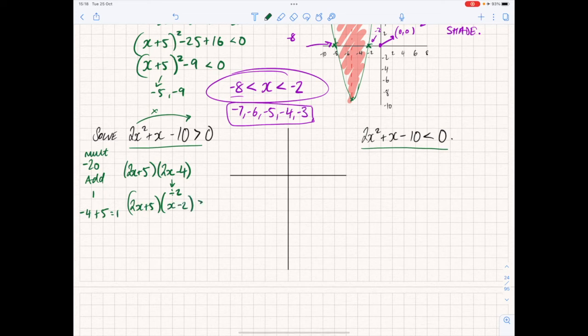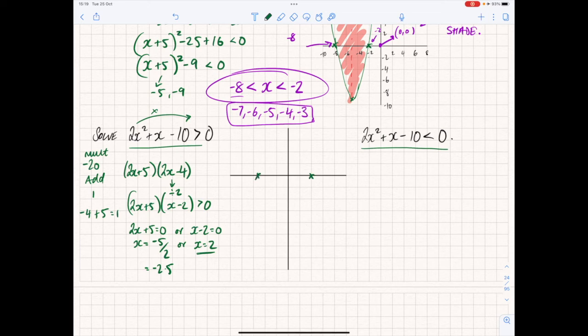Again, if you're not 100% sure on what I've done there, go back and watch the video on factorizing quadratics. Okay, so then I can say 2x plus 5 equals 0, or x minus 2 equals 0. So x is equal to -5 over 2, or x is equal to 2. So this would give me -2.5. I've got my roots, so I can plot those 2 points now. One of my roots is +2, which is there, and one of my roots is -2.5, which is there.